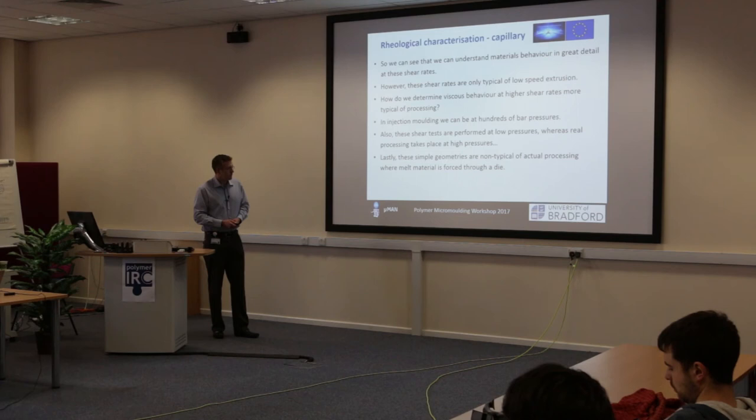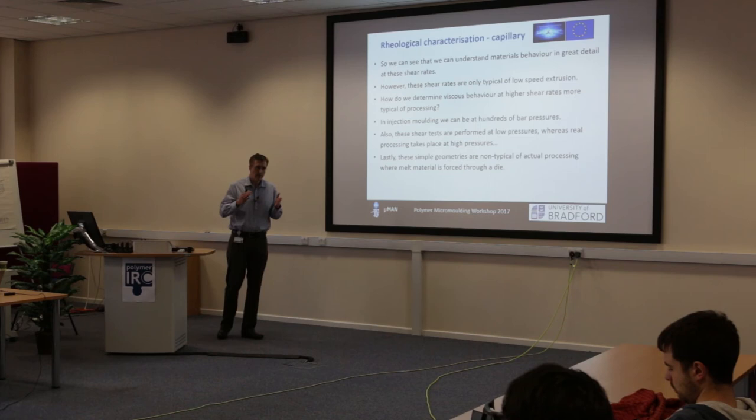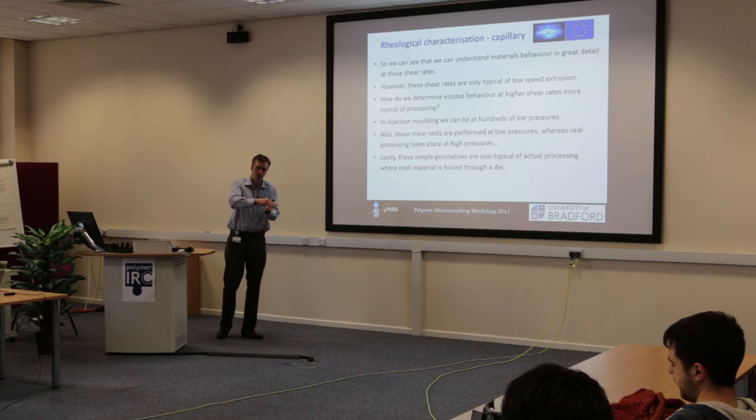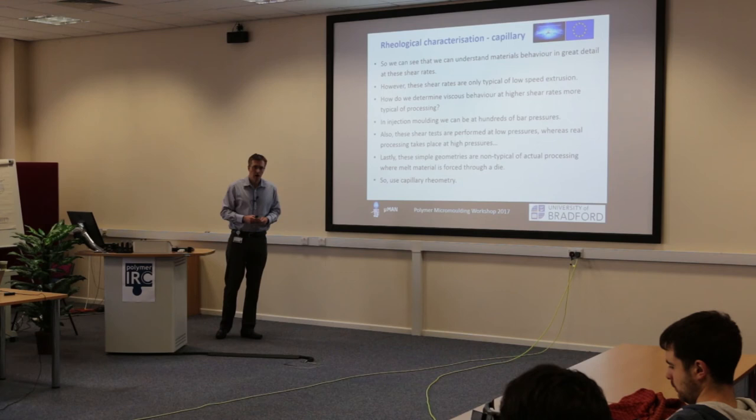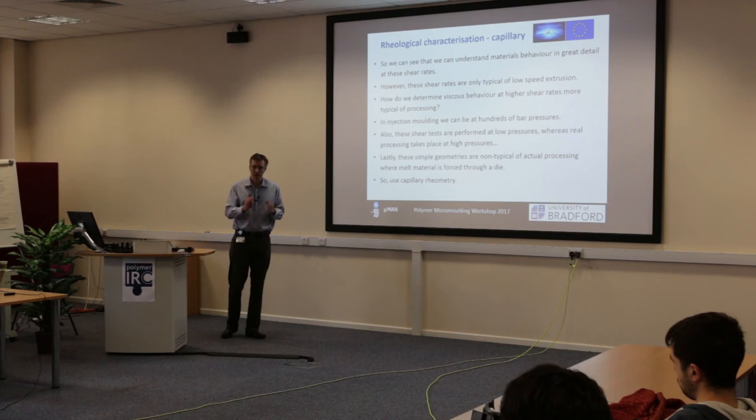And the flow geometries that we get in real processes, as I say, there are contractions, going from a large radius through a nozzle or a gate into a very small radius. So therefore we use capillary rheometry really as a complementary technique to the rotational rheometry. And most good research labs, either in companies or at universities, will have both of these techniques. They'll have the rotational rheometry for doing the more scientific measurements and the capillary rheometry for making measurements more related to the process.